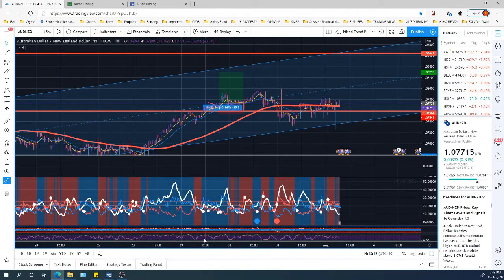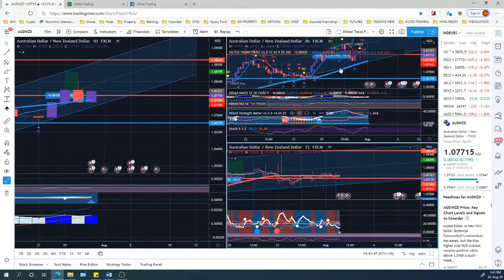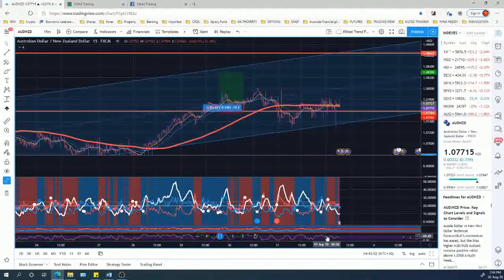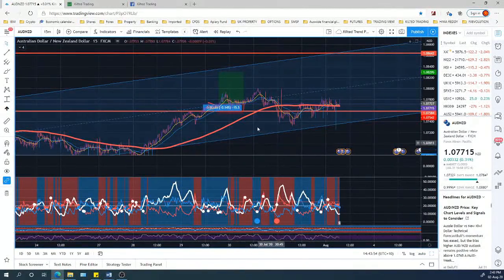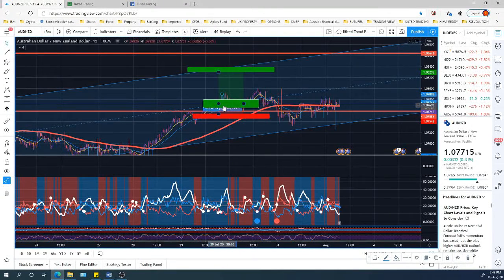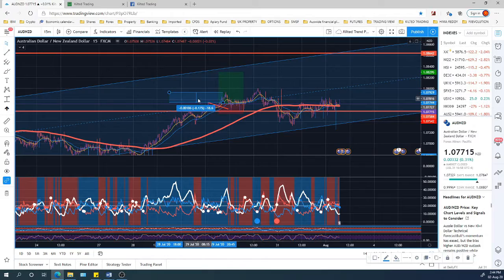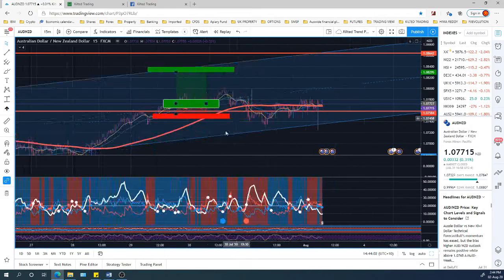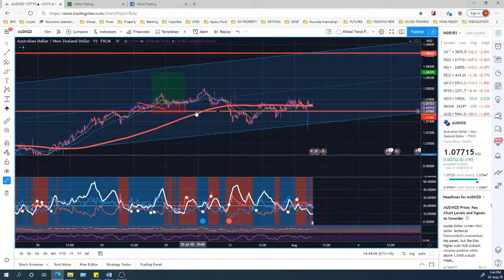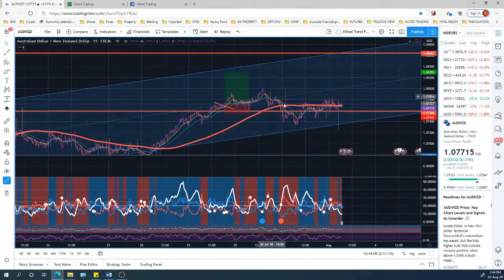So if we actually jump out and go to even a 4 hour, we'll jump in here, we can see where that would have gotten us out. So we'll move some stuff around here. I'll just delete that one. So you can see here, hold on, I haven't got this yet. Well, okay, we've got the, yep.